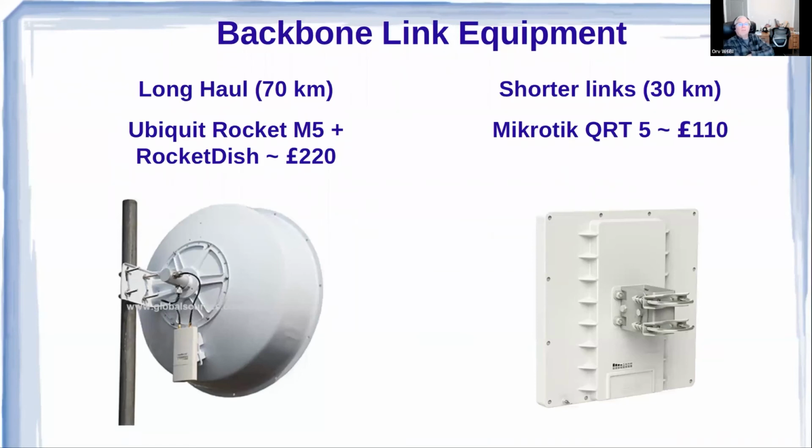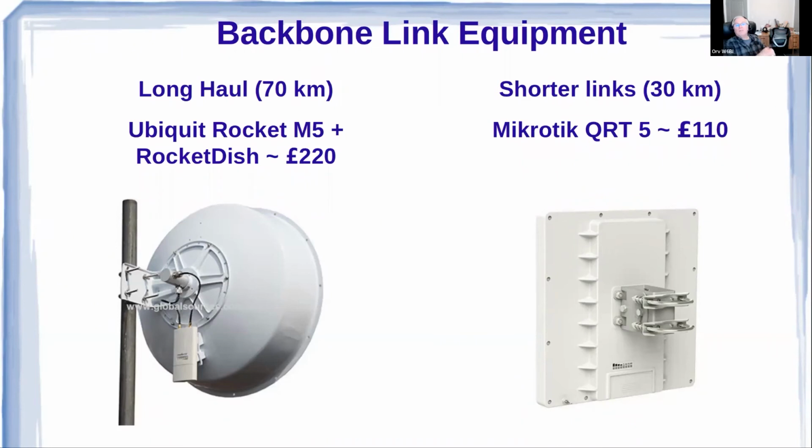If you're talking about building backbone equipment for longer haul, the Ubiquiti Rocket M5 plus the Rocket Dish are the heavy-duty commercial versions. You could use a PowerBeam for shorter distances. This is what we prefer. Again, the Rocket M5s are still available, but you know, you can spend 220 pounds. I converted that from the dollars I found.